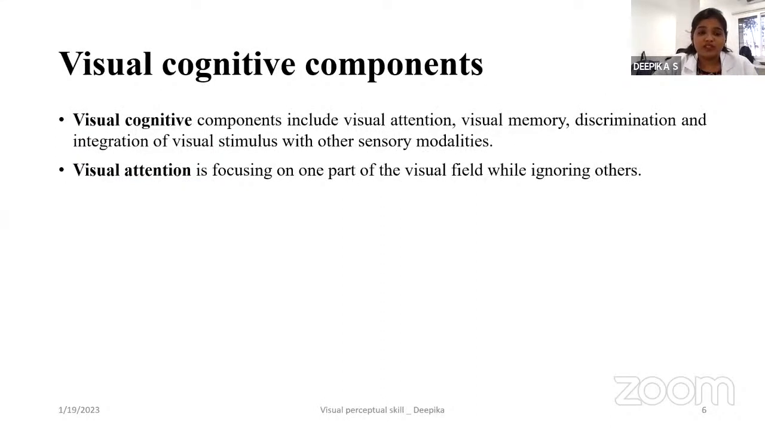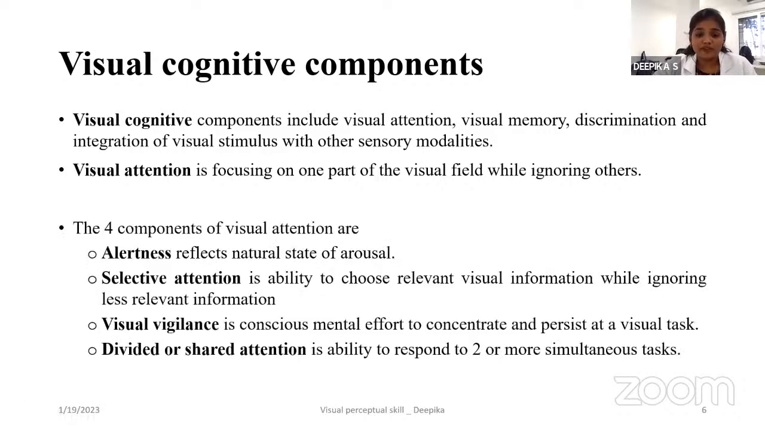The visual cognitive components include visual attention, visual memory, discrimination, and integration of visual stimulus with other sensory modalities. So visual attention is focusing on one part of the visual field while ignoring the others.